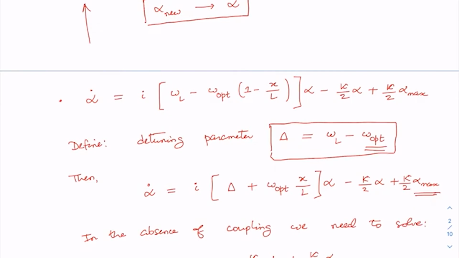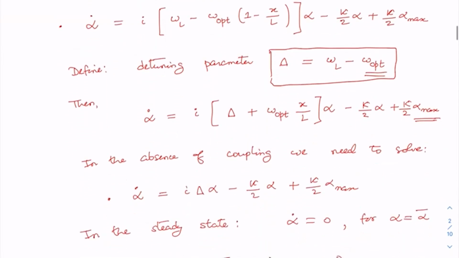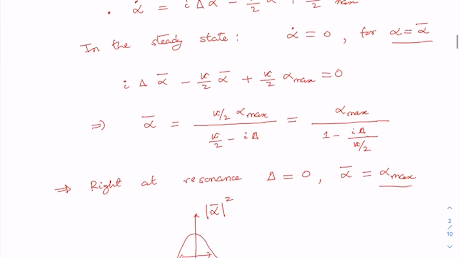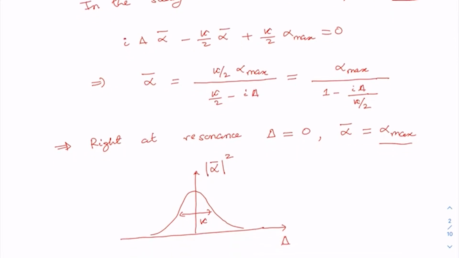And as we analyze it, in the steady state, when there is no coupling to the mechanics, it turns out that indeed in the steady state, where alpha takes the value of alpha bar, it actually at resonance takes the value of alpha max, as we described. And this is the intensity plot versus the detuning parameter in the steady state, and we can see that this spectrum has a full width at half maximum given by the cavity decay rate kappa.